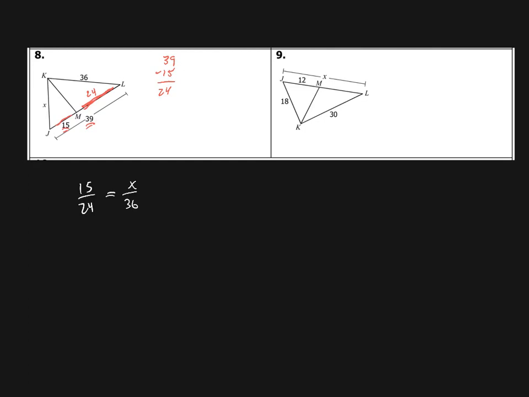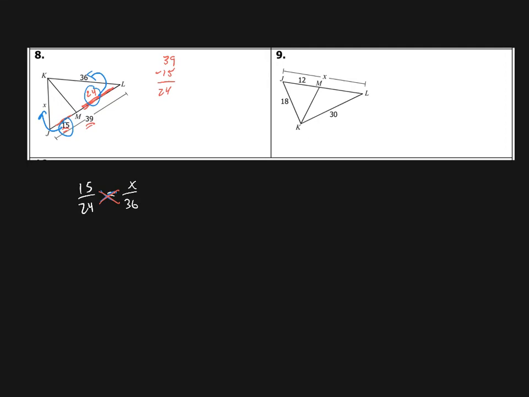And why did I choose that order? I just grabbed 15 arbitrarily. So if I'm going to say 15 first, and then I'm going to go over to the 24, then 15 goes with the X, 24 goes with the 36. Now again, I said earlier, I'm going to cross multiply and solve, or you're going to cross multiply and solve. And it comes out to be a decimal answer, no big deal.